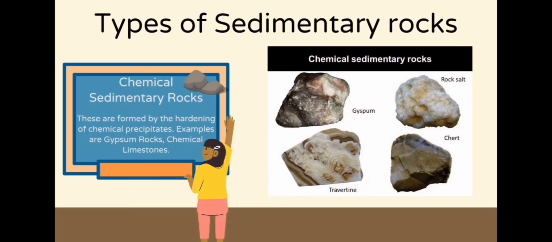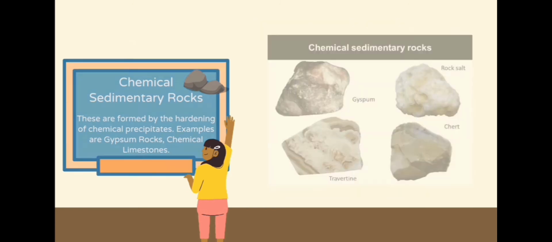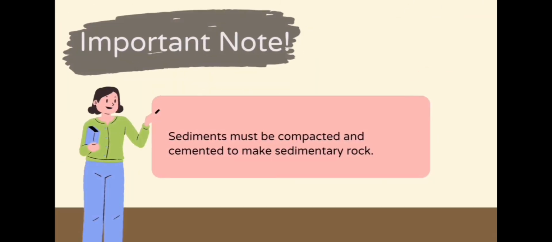Lastly is the chemical sedimentary rocks. These are formed by the hardening of chemical precipitates. Examples are gypsum rocks and chemical limestones. We must remember that sediments must be compacted and cemented in order to produce and form sedimentary rocks.